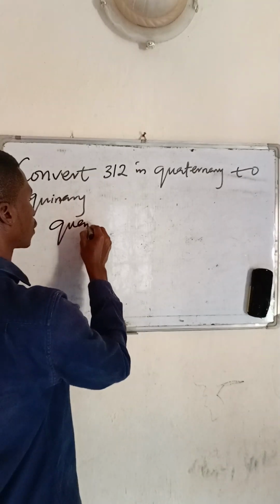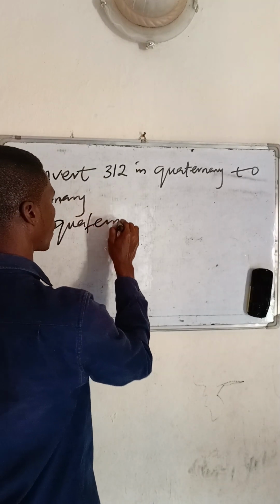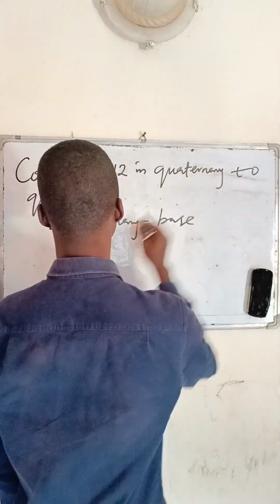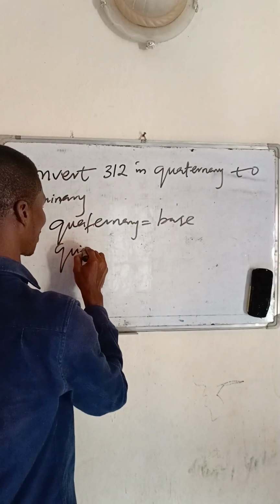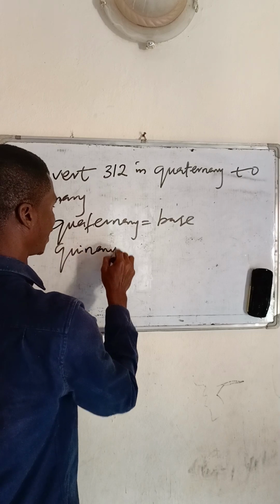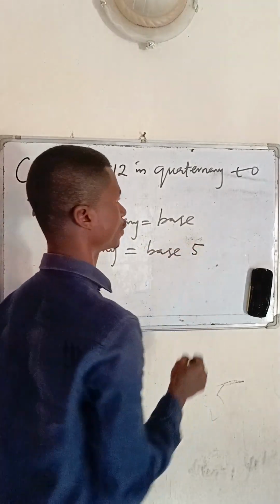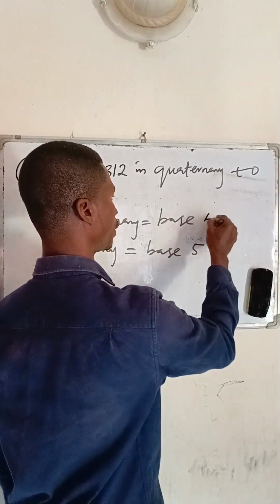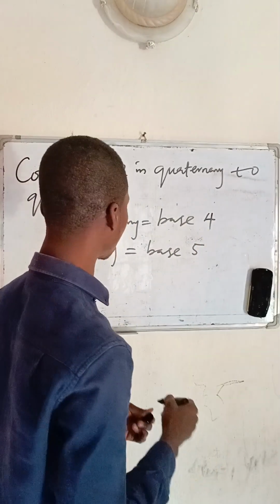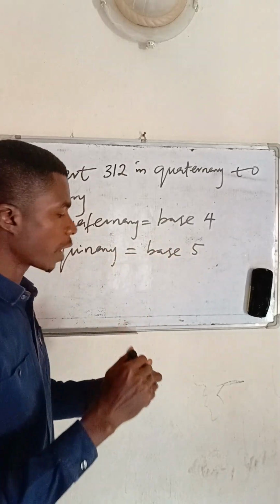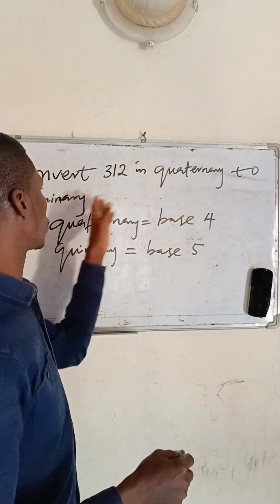Quinary is base 5. Now, what about quaternary? Quaternary is base 4. Take note of that. So this is base 4, while this is what? Base 5. So we are asked to convert from the quaternary to quinary.